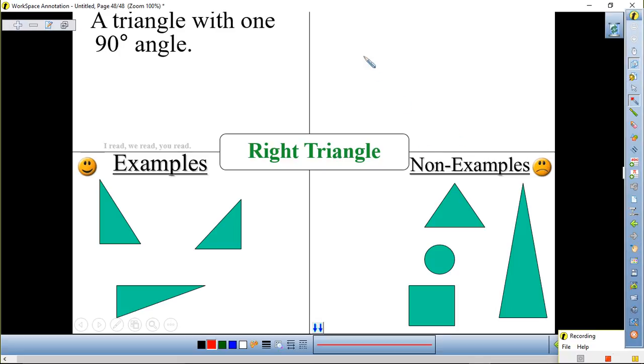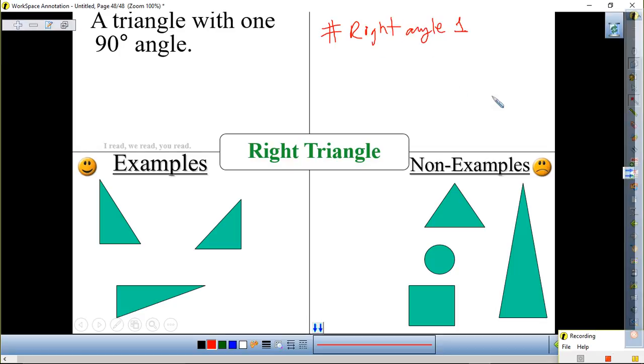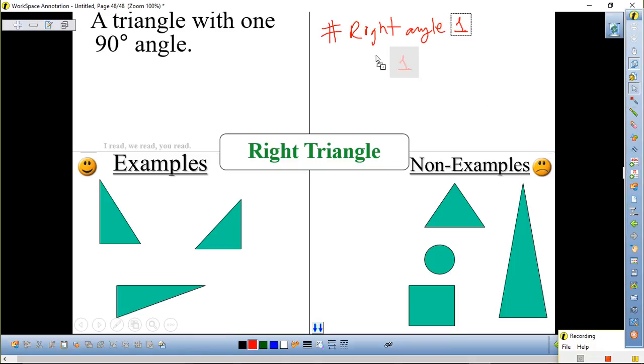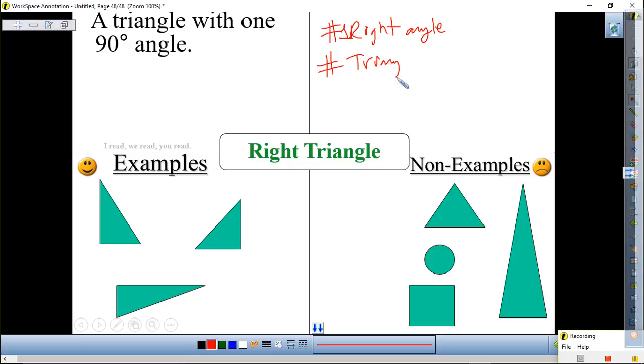So, hashtag. Caleb. Right angle. One right angle. Another one. Triangle. Legs. Hypotenuse. Is that it? Only three hashtags. Okay.